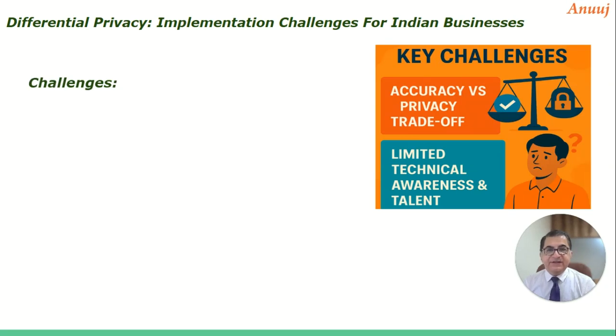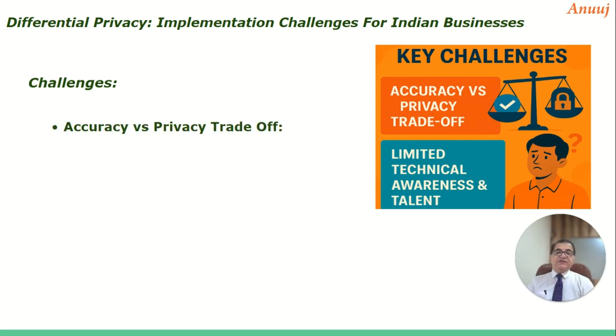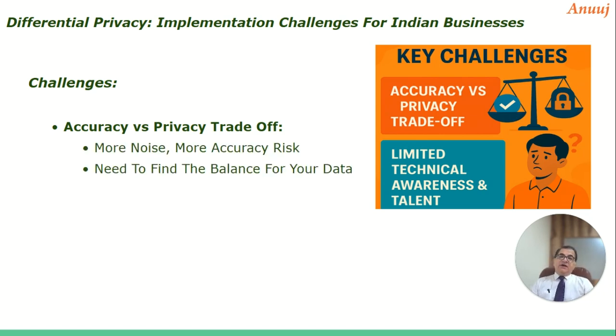The solution to this, of course, is differential privacy, but there are challenges implementing differential privacy. What are those? Accuracy versus privacy trade-off. Now, to add privacy, you are adding noise and randomness. While you are adding noise and randomness, you start adding more of it to make it even safer. It is no more accurate.